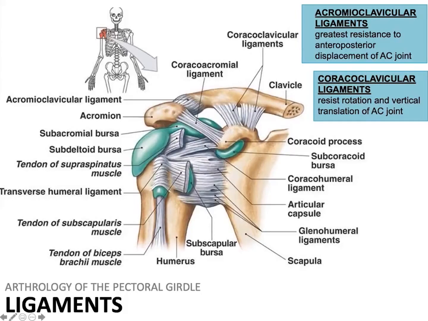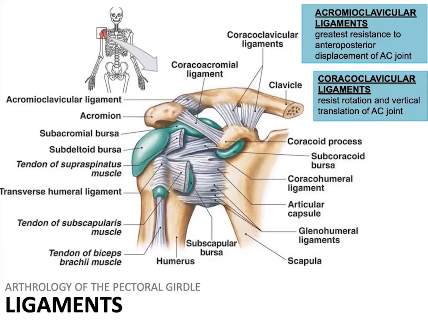So what I've firstly depicted on the slide, before we get into the ligaments that are going to stabilize the glenohumeral joint, is some of our additional ligaments that are going to help to keep the pectoral girdle together or stable. So firstly, we have our acromioclavicular joint, which is between the clavicle and the acromial process, so this ligament over here. This is going to provide the greatest resistance to anteroposterior displacement of this joint.